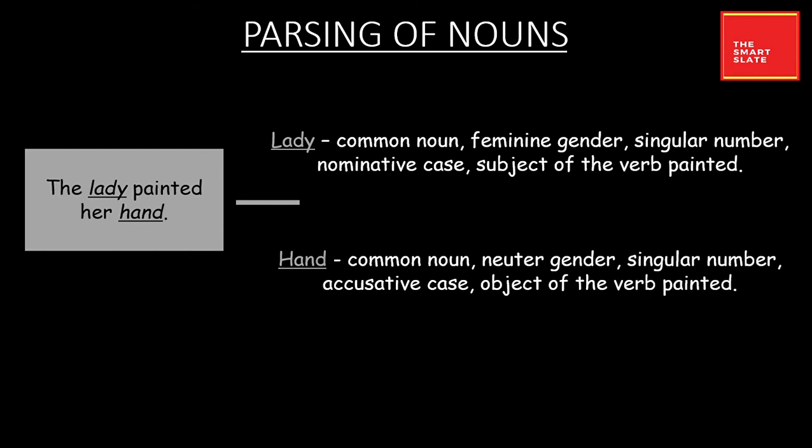Second noun is hand. Common noun, neuter gender, singular in number, accusative case, and object of the verb painted. As hand is the object of the sentence, it is the object of the verb painted. And here it is accusative case because the noun is the object of the sentence. If it is the object of the sentence, it is accusative. If it is the subject, it is nominative. To understand better about the cases of nouns, the subject and the object, subject and predicate, you can check out the video in the playlist of English grammar. There are two to three special videos based upon it.